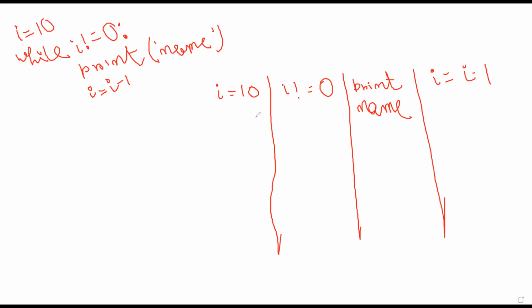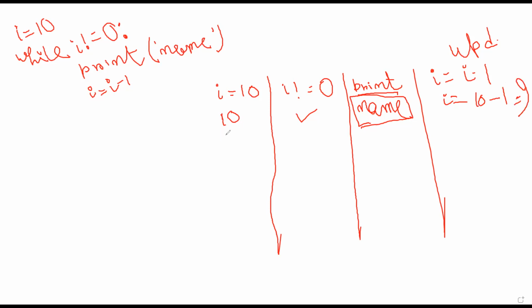First of all, it starts from the end portion, that is I is equal to 10. If I is equal to 10, is I not equal to 0? Yes, I not is equal to 0. That is satisfied. What will it print? Name. Then the update condition. What is the update condition? I is equal to I minus 1. That is 10 minus 1, which is 9.